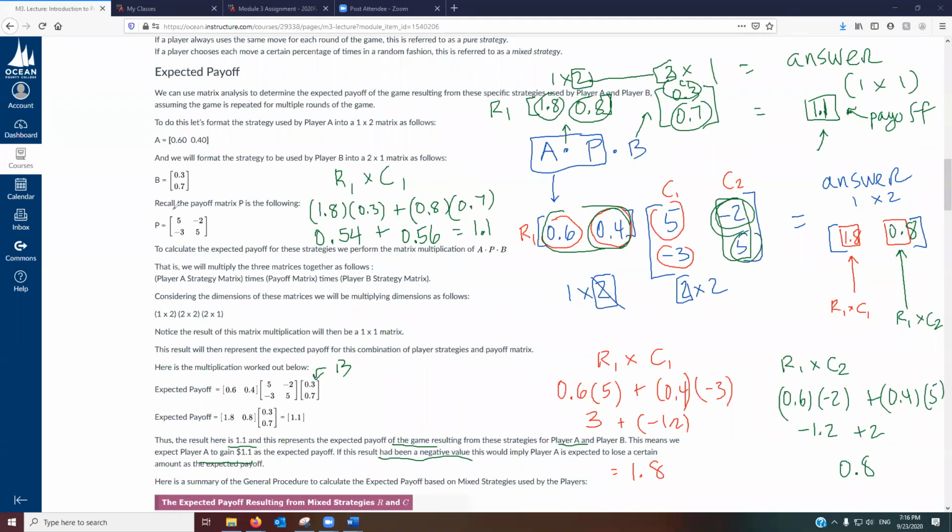All right, so the bottom line here is to find the expected payoff for a two-player game like this. You've got to take the matrices A times P times B. Work that out. This P is the payoff matrix. It's really based on the setup of the game. Matrix A is the strategy matrix for player A, right? That really is determined by player A, coming up with the probabilities of how they're going to play the game, and the same for player B is the strategy matrix.